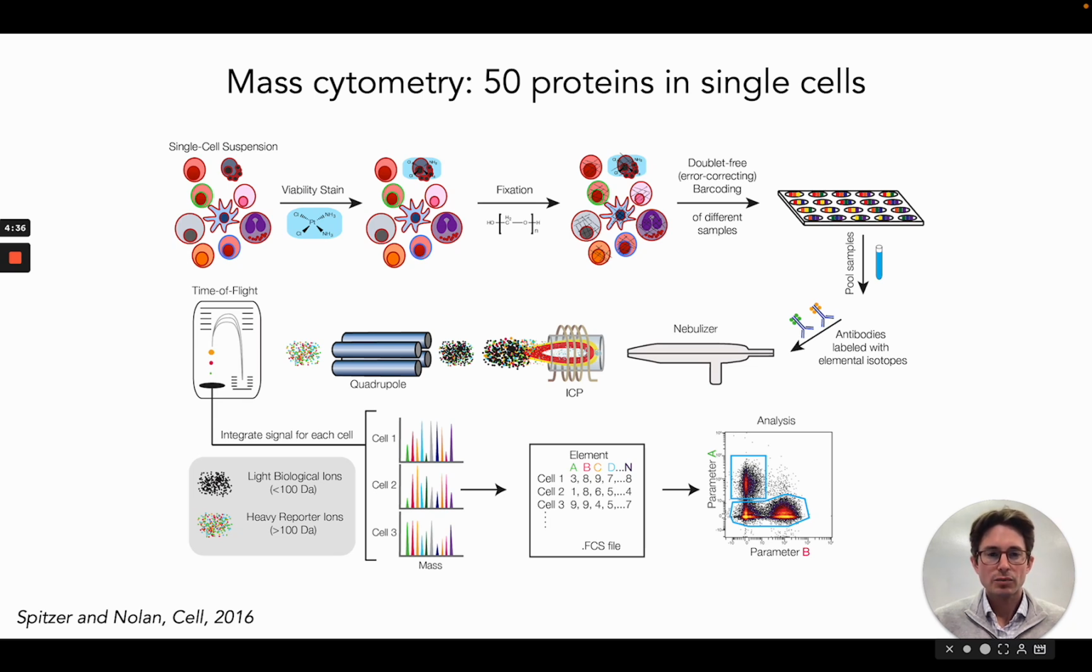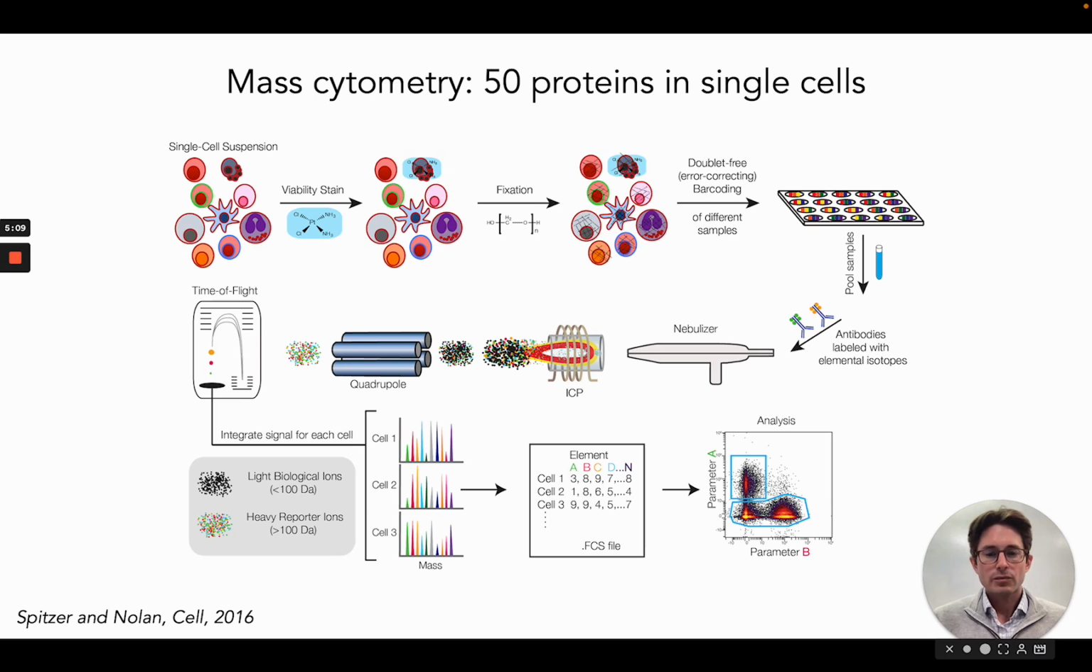The nebulizer will put these into little droplets. They get carried into an inductively coupled argon plasma that will ionize the cell, break the covalent bonds in the cell to produce an ion cloud. We filter the ion cloud using a quadrupole to get rid of all the low molecular weight carbon, oxygen, nitrogen that comprises the majority of the cell, and enrich this heavy metal ion cloud. And then we can quantify the metal ions on each individual cell using a time-of-flight mass spectrometer.